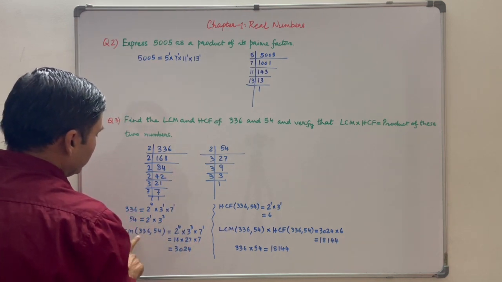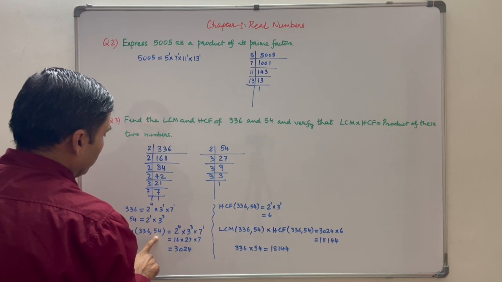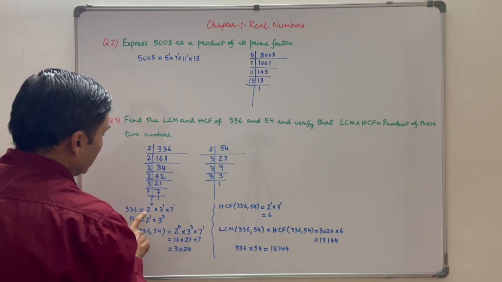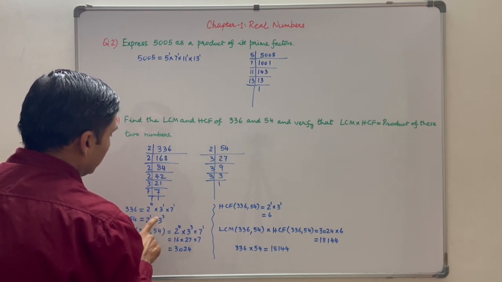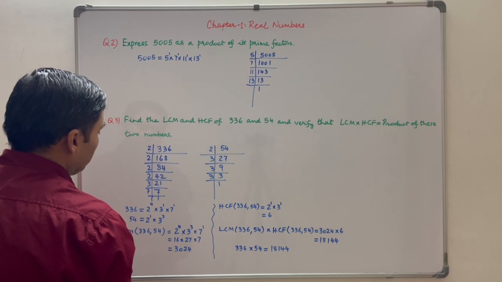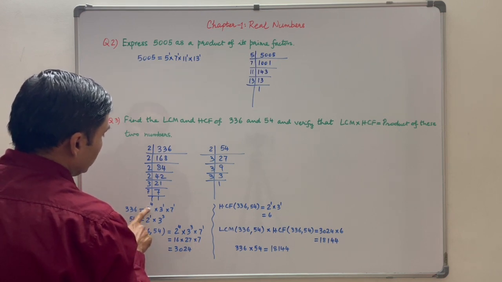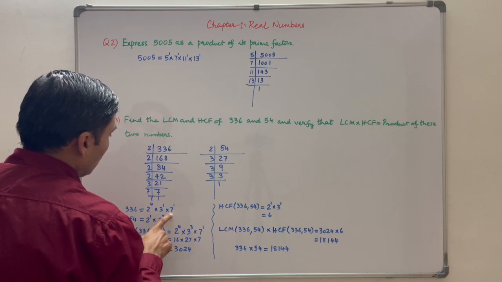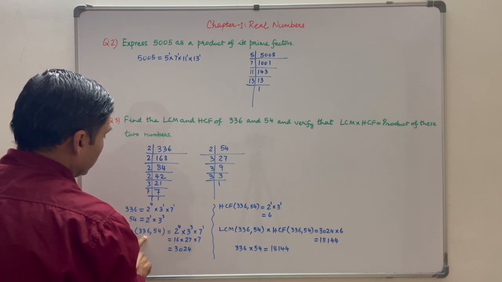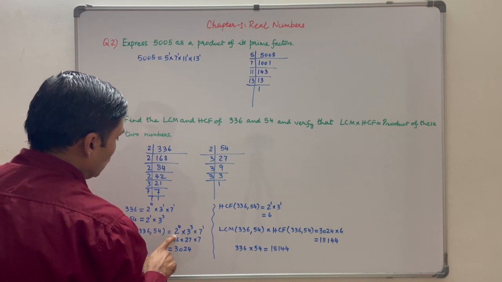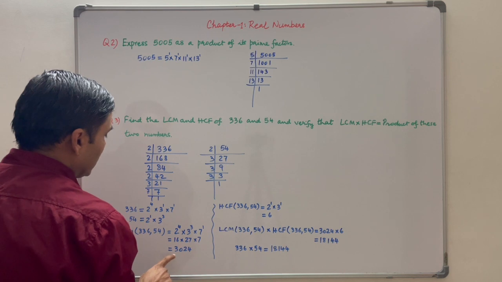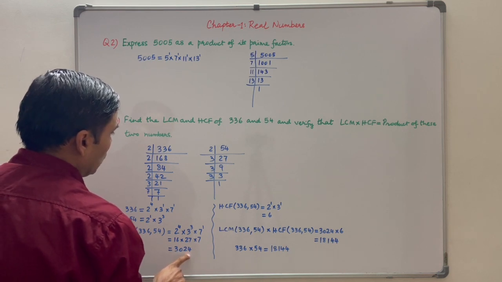So LCM of 336 and 54 will be given by, first we will see what are the different prime factors involved in these two numbers. So they are 2, 3 and 7. And what is their maximum power? Maximum power of 2 is 4 and that of 3 is 3 and that of 7 is 1. So LCM of 336 and 54 will be 2 to power 4 into 3 to power 3 into 7 to power 1. And that will be 3024.